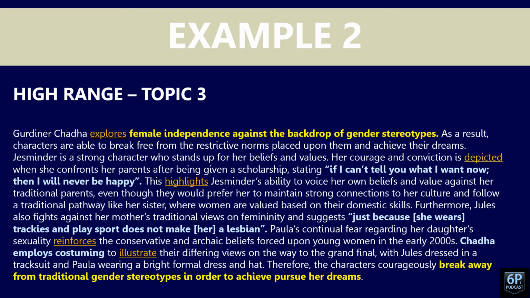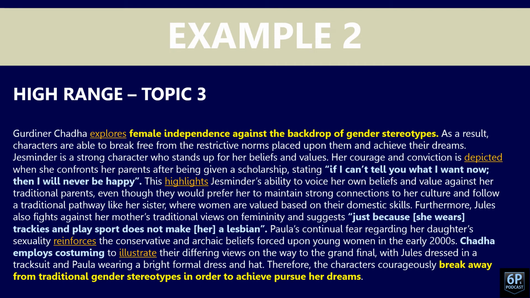Jasminda is a strong character who stands up for her beliefs and values. Her courage and conviction is depicted when she confronts her parents after being given a scholarship, stating, "If I can't tell you what I want now, then I'll never be happy." This highlights Jasminda's ability to voice her own beliefs and values against her traditional parents, even though they would prefer her to maintain strong connections to her culture and follow a traditional pathway like her sister, where women are valued based on their domestic skills.